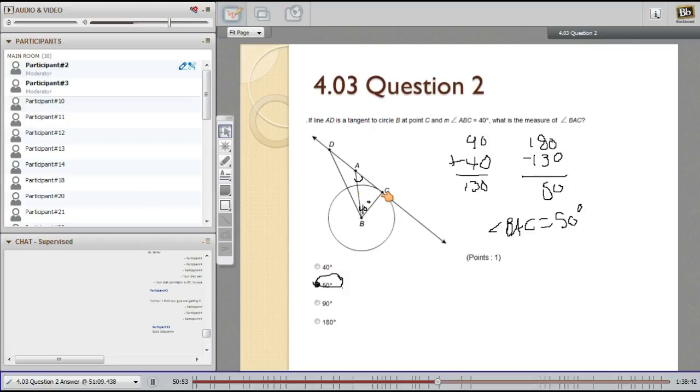Every triangle adds up to 180 degrees, the sum of the interior angles. So 40 and 90 is 130, and then 180 minus 130 is 50. So 50 degrees. So nice job, all of you guys. We got 50, and thank you, Jackie.